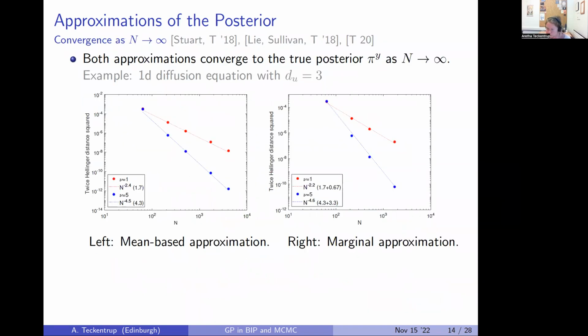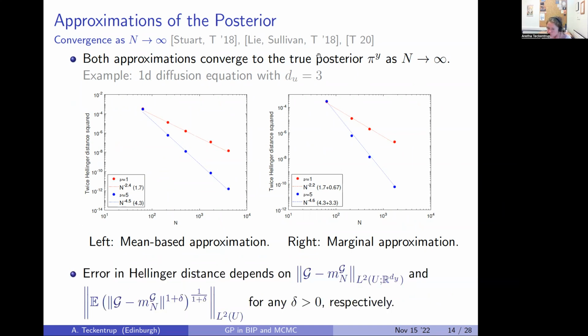If you have a lot of data, then it doesn't really matter which of the two you use. Both the mean-based approximation and the marginal approximation converge to the true posterior as n tends to infinity. So with a lot of data you wouldn't see a big difference, and both are very good approximations to the true posterior. If you're interested in this analysis, I'll refer you to these papers. Essentially you just need the surrogate model that you plug into the Bayesian posterior to converge to your true observation operator G in some sense.